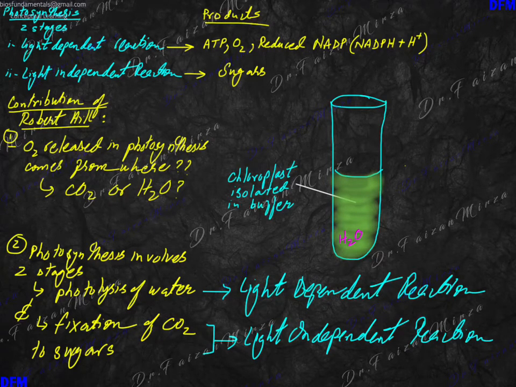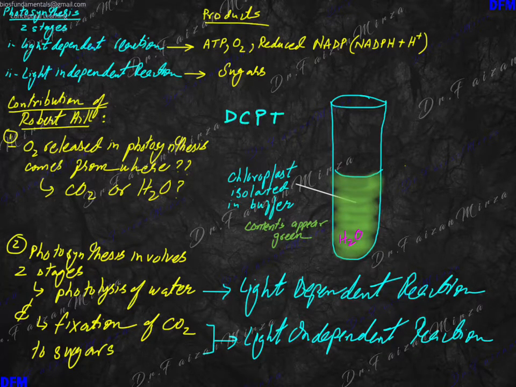So what he did was he took a test tube, and in the test tube he took chloroplasts isolated in a buffer solution. Since these are chloroplasts isolated in the buffer solution, the buffer will maintain the pH because it resists minor changes in pH. And we know chloroplast isolate will appear green, so the contents of the test tube will appear green. He wrapped it with aluminum foil so it doesn't get exposed to sunlight. So the contents would appear green.